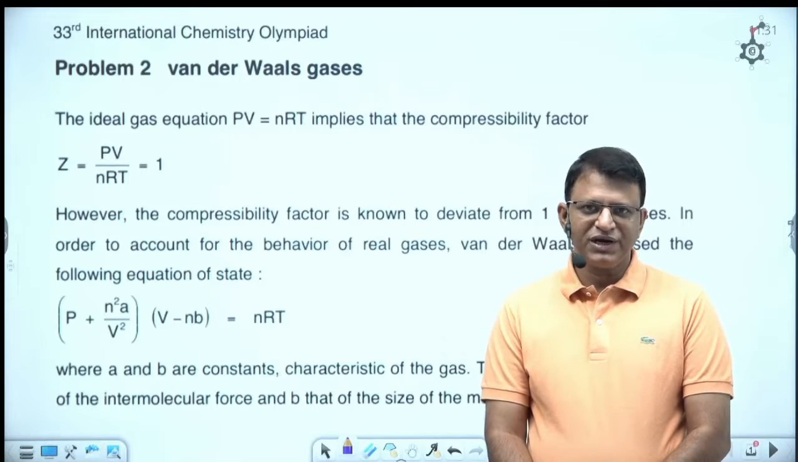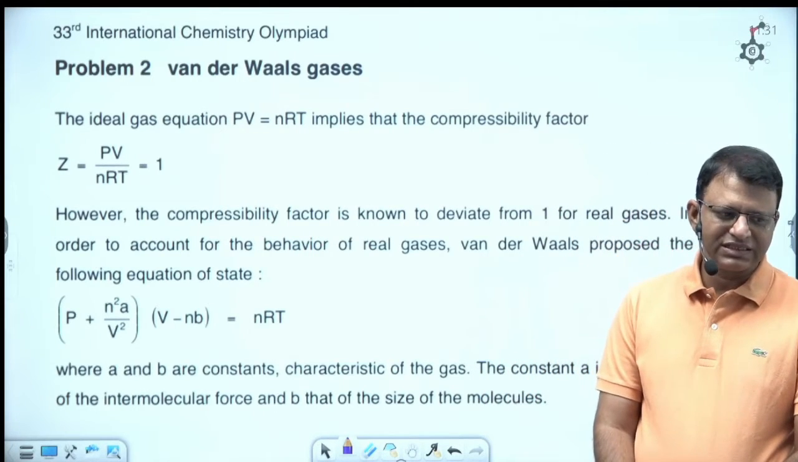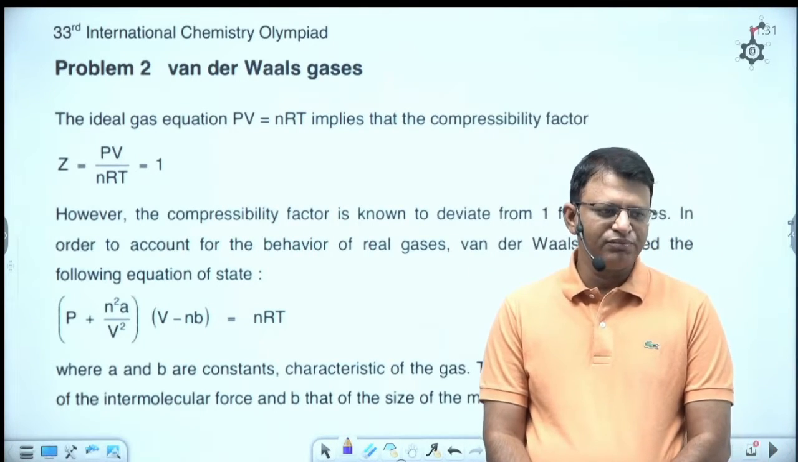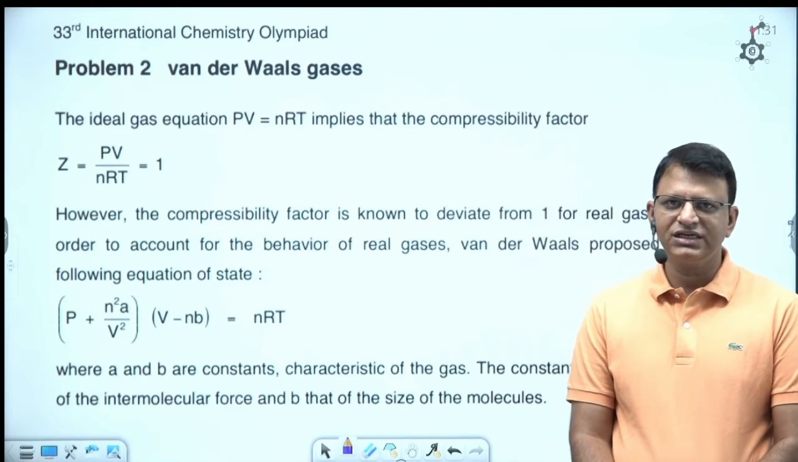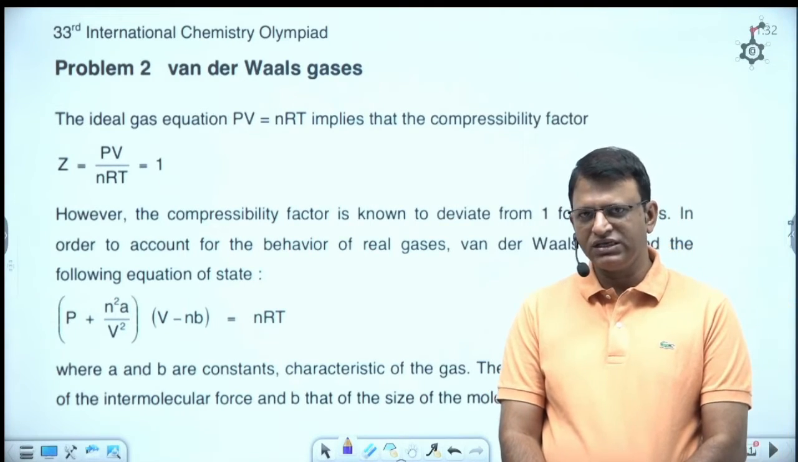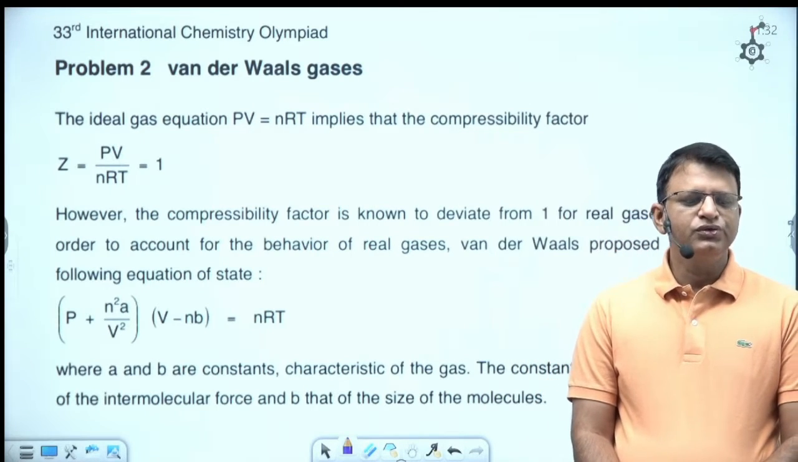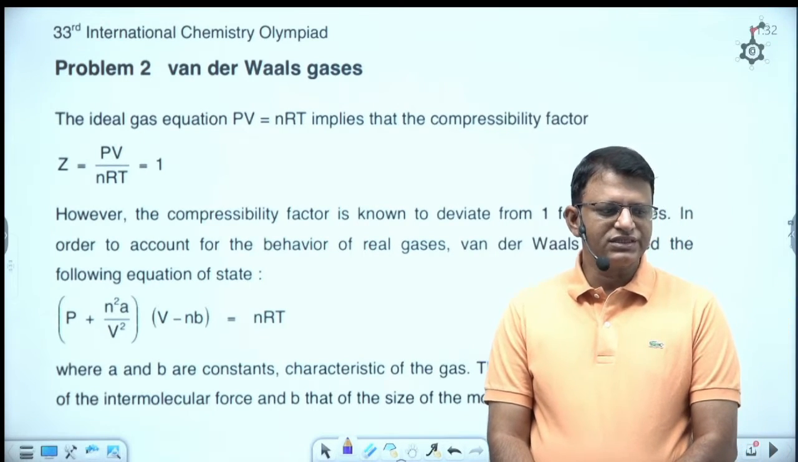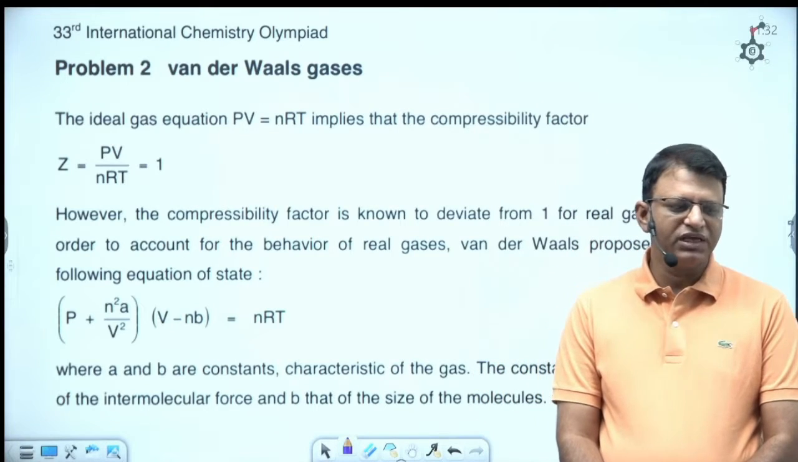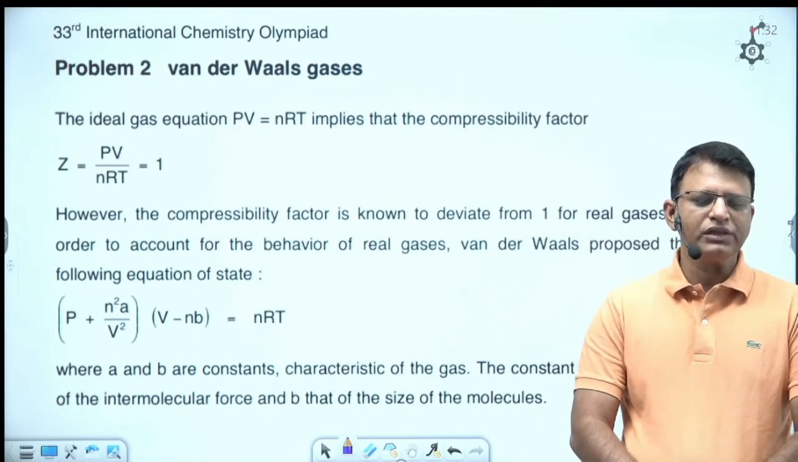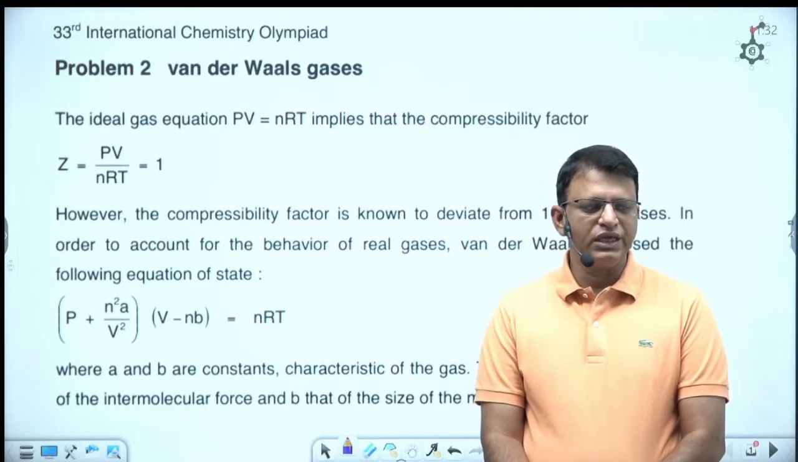So the first part here is the ideal gas equation PV is equal to nRT implies that the compressibility factor Z is equal to PV upon nRT is equal to 1. However, the compressibility factor is known to deviate from 1 for real gas. In order to account for the behavior of real gases, van der Waals proposed the following equation of the state.